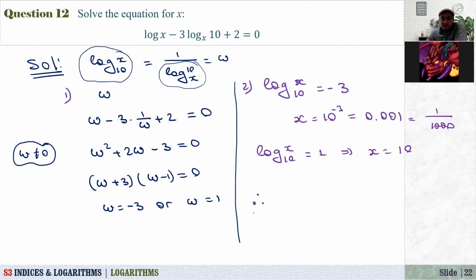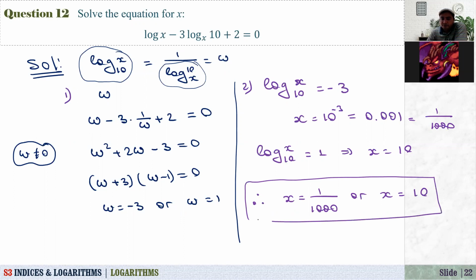Both are greater than 0 and not equal to 1, so these are possible answers. It cannot be 1, because the base should be different from 1. So the answers are x equals 1 over 1000, or x equals 10. These are the solutions of this equation.